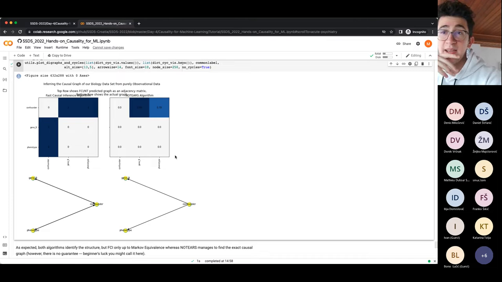And yeah, both identify that somehow there's this relation to the confounder, but not between gene B and phenotype directly, which is indeed the case, as we remember from that example, that they are just sharing a common cause. That was the ground truth graph. So in this case, NOTS actually discovered the ground truth graph, while fast causal inference at least found the corresponding equivalence class.